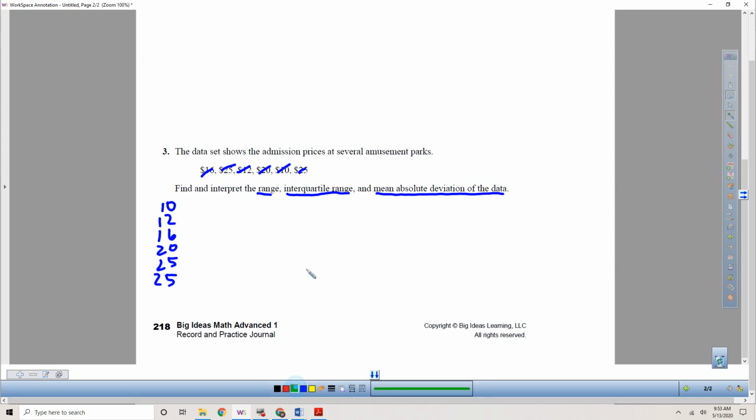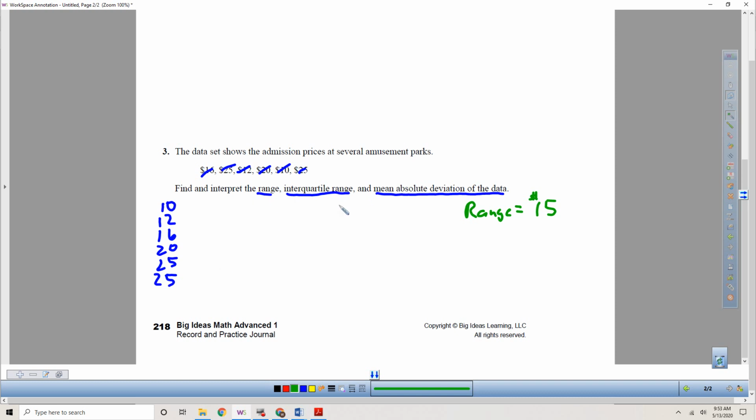All right, let's go ahead and find and interpret the range. Okay, so the range is just the difference from the biggest to the smallest. That's easy. So our range, I'm going to write it over here so I have some room. Our range, 25 minus 10 is $15. And to interpret it, what that means is there's a difference of $15 from the least to the most expensive amusement park.